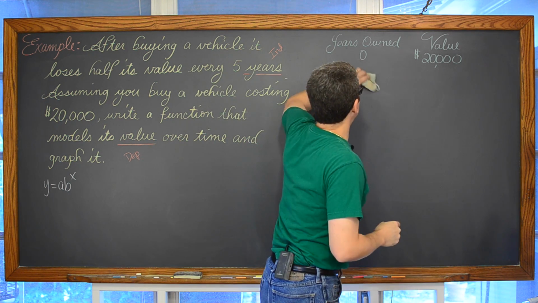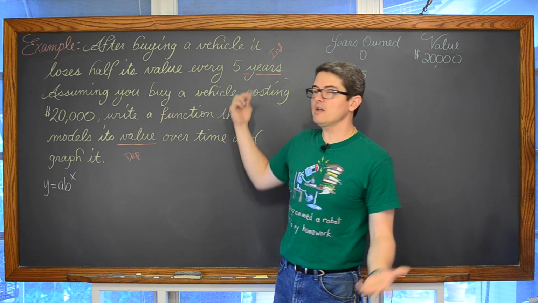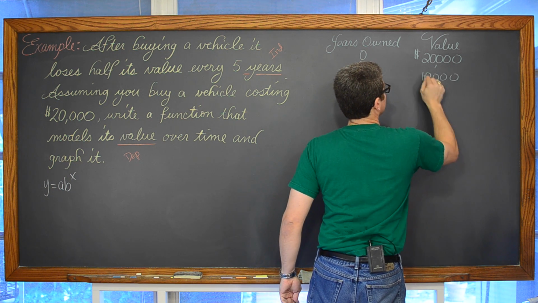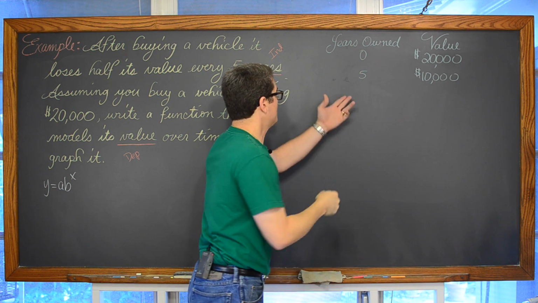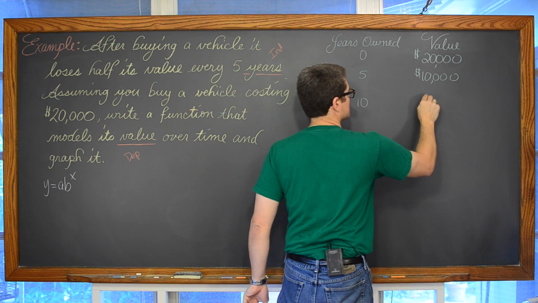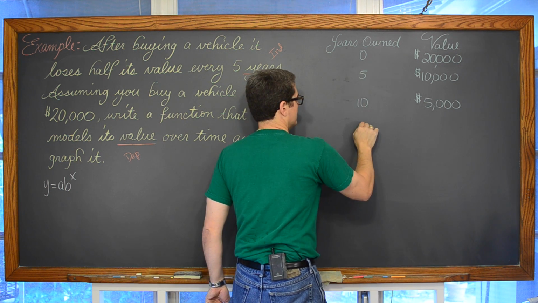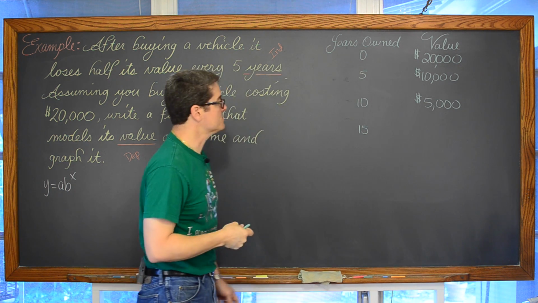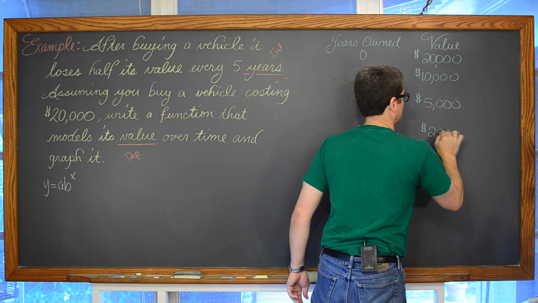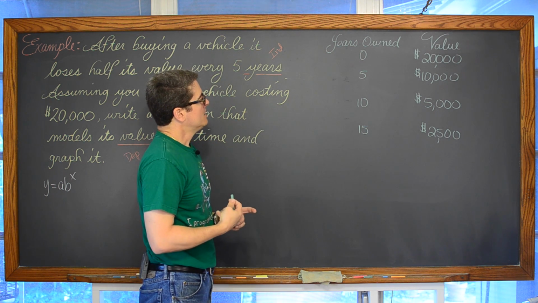But if I put 5 years, it loses half its value over 5 years. So half of 20,000 is 10,000. And if I put another 5 years, making it 10 years total, then I lose half of that again, so now it's worth $5,000. And if I go another 5 years, making it 15 years, now it's $2,500. I'm just multiplying by a half, or dividing by 2.